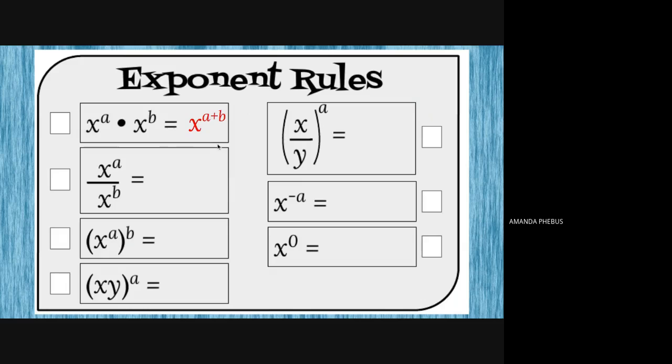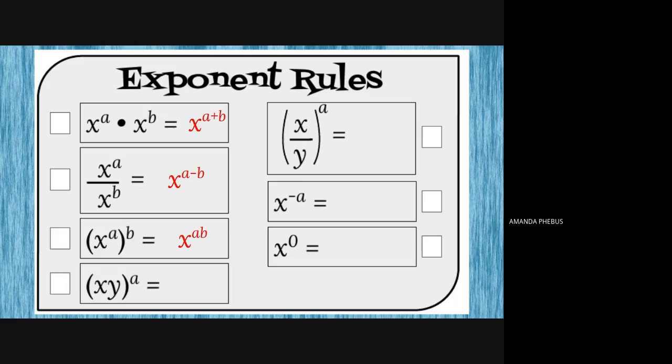All right, and the second one, we've got x to the a over x to the b. We're going to subtract those exponents. So we've got x to the a minus b. Again, we can't combine a minus b, so we're just going to leave it as x to the a minus b. So if you got it right, put a check or a smiley face in this box. If you missed it, then you need to probably focus a little bit more on what do I do when I see division.